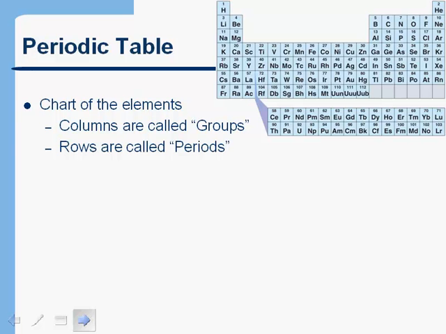Let's take a look at the periodic table. The periodic table is used to organize the elements. And when we look at the periodic table, we talk about groups and periods. So columns are referred to as groups. So there would be group number 1. And then rows are referred to as periods.